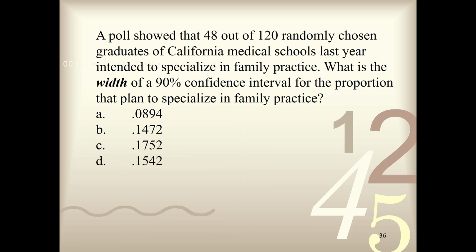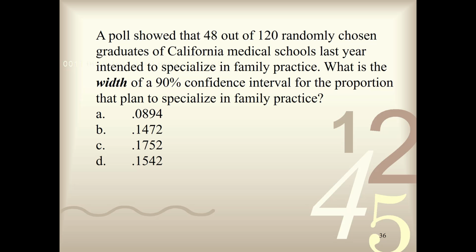Okay, a poll showed that 48 out of 120 randomly chosen graduates of a med school last year intended to specialize in family practice. What's the width of a 90% confidence interval for the proportion that plan to specialize in family practice? So here's another example of the type of questions you might get about confidence intervals. I might ask, what is the margin of error? So you would just report the half width that's given in the output from Megastat. I might ask for the confidence interval itself, or I might ask for the width of the confidence interval.